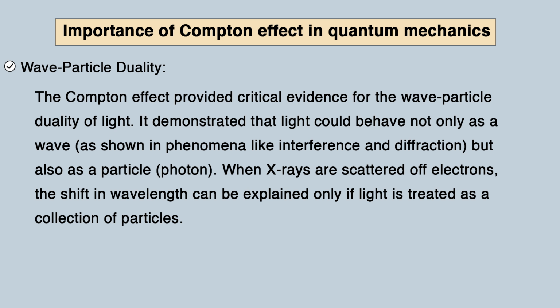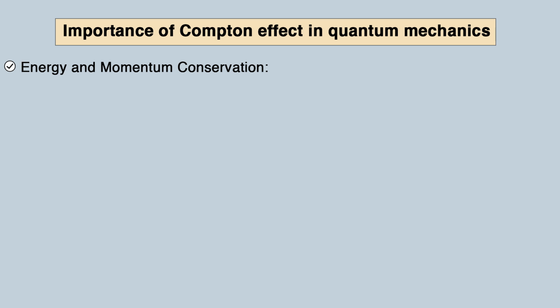It demonstrated that light could behave not only as a wave but also as a particle, in terms of photons. When X-rays are scattered off electrons, the shift in wavelength can be explained only if light is treated as a collection of particles. The second importance is energy and momentum conservation.